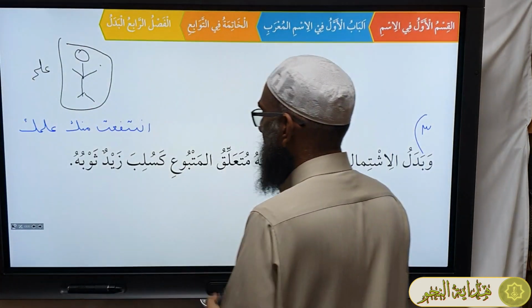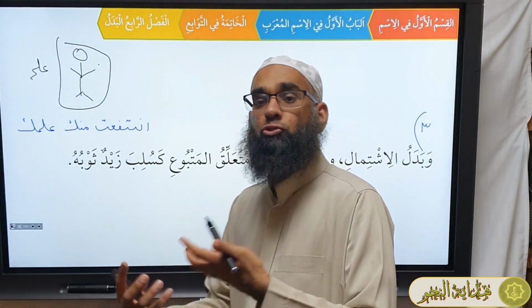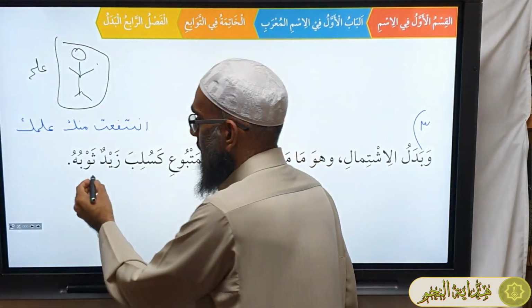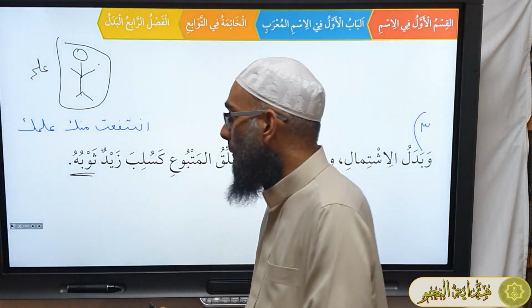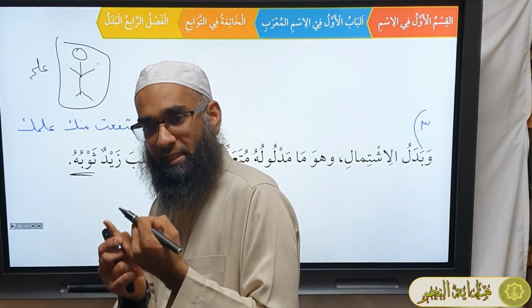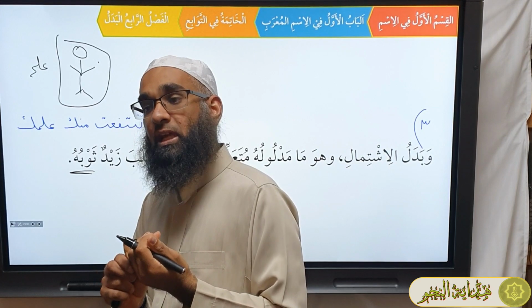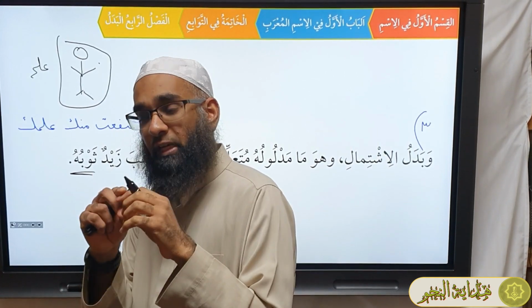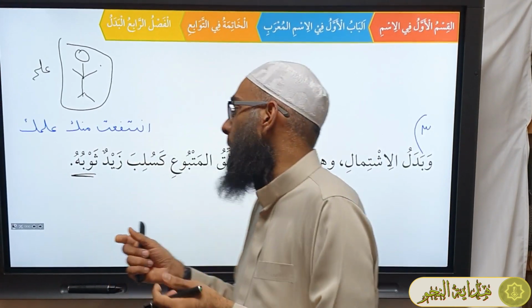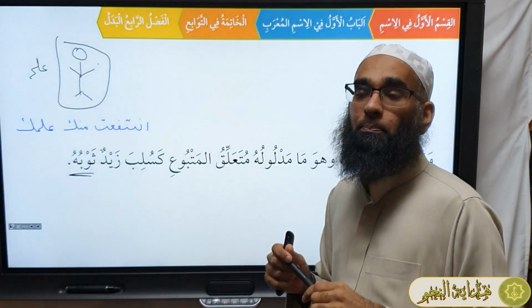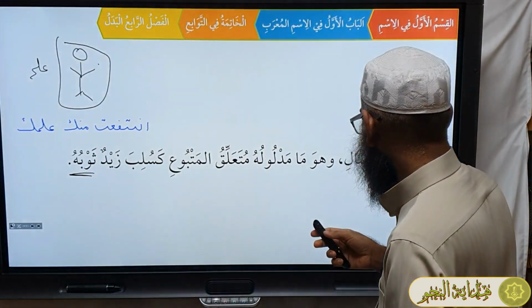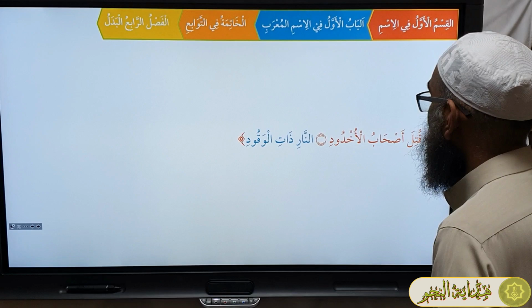So the example given here is Suliba Zaydun. Zayd has been stripped. Stripped of what? Thawbuhu, his clothing. So the thawb is not Zayd in its entirety, neither is it a part of Zayd, rather it is something attributed or linked to Zayd. It's called what? Badal al-Ishtimal. Okay?